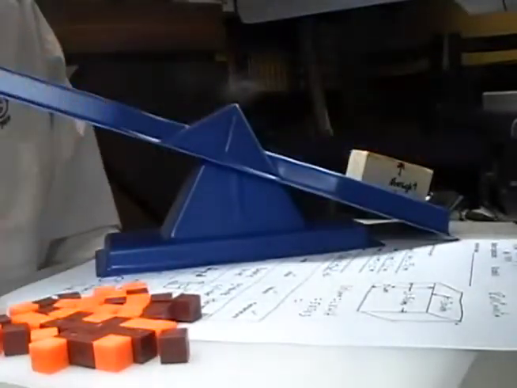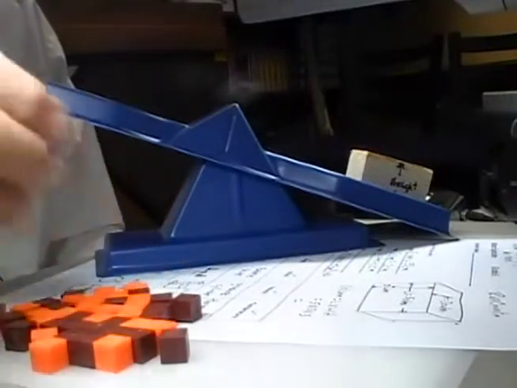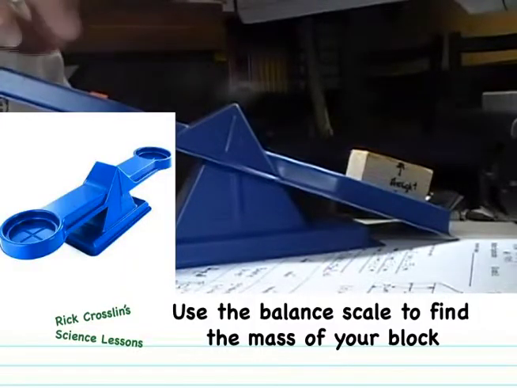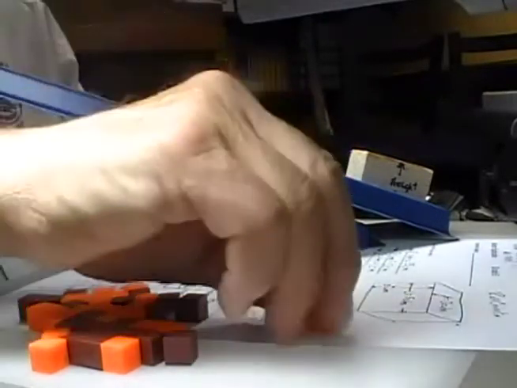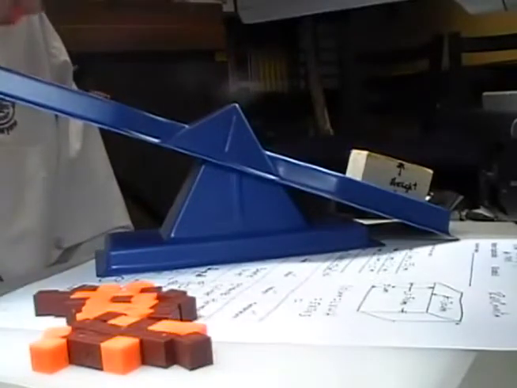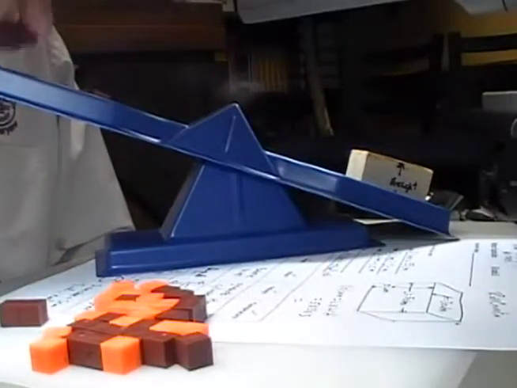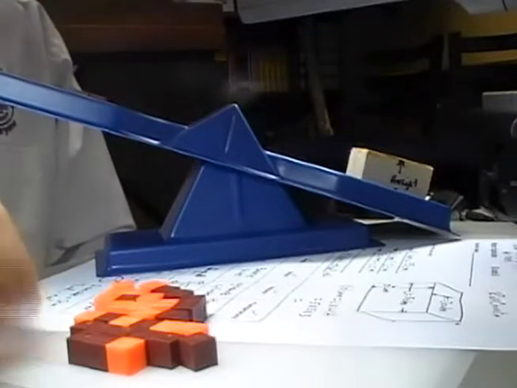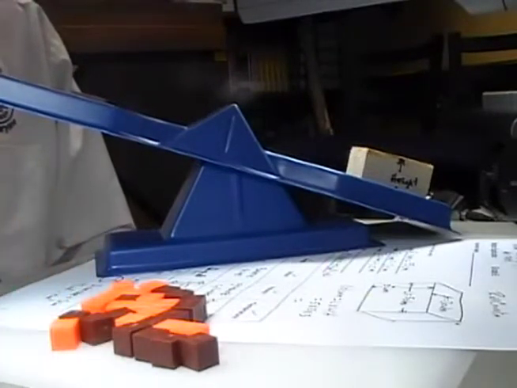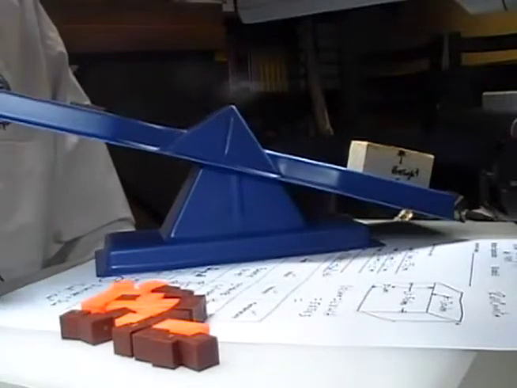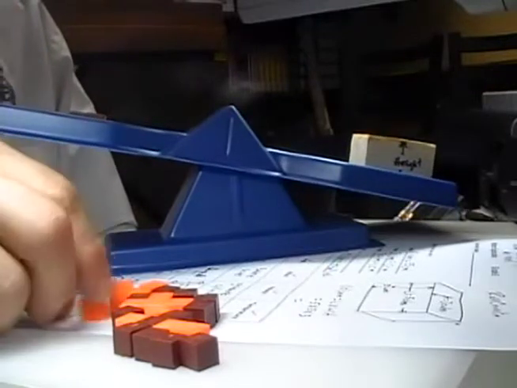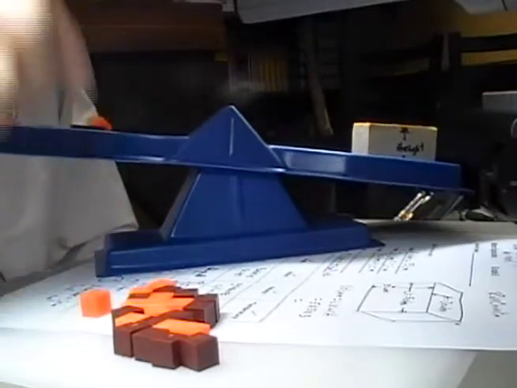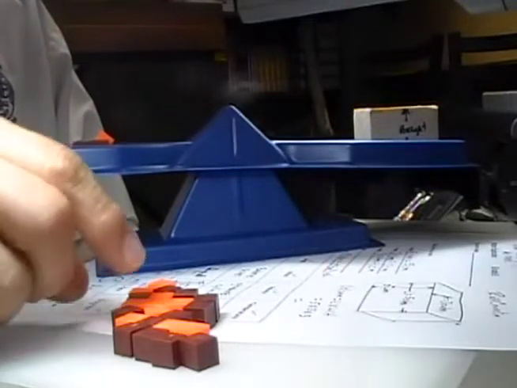I'll put it on this side, and I know that the computer said these are worth 1 gram of mass. So here we go: 1 gram, 2, 3, 4, 5, 6, 7, 8, 9, 10, 11, 12, 13, 14, 15, 16, 17, it's not moving at all. 18, wait, 18, it moved. 19, 20, 21, it's starting to move. 22, 23, 24, it's almost level.